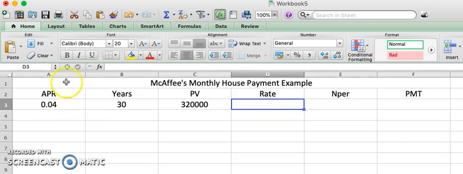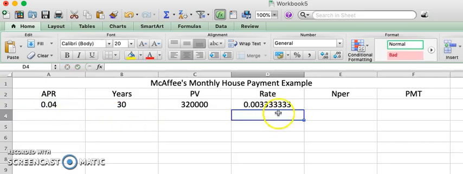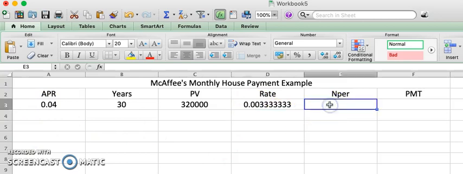So what we have to do is take this yearly interest rate and turn it into a monthly interest rate. So I'm going to hit equals, then take that yearly interest rate and divide it by 12. That takes a yearly interest rate and changes it into a monthly interest rate, yearly, monthly.